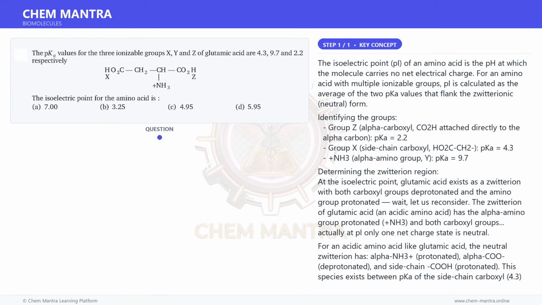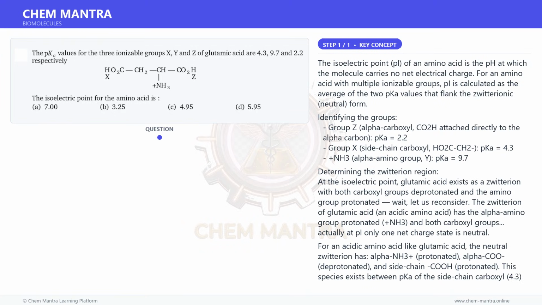Determining the zwitterion region. At the isoelectric point, glutamic acid exists as a zwitterion with both carboxyl groups deprotonated and the amino group protonated. Wait, let us reconsider. The zwitterion of glutamic acid, an acidic amino acid, has the alpha amino group protonated, NH3+, and both carboxyl groups. Actually, at pI only one net charge state is neutral.